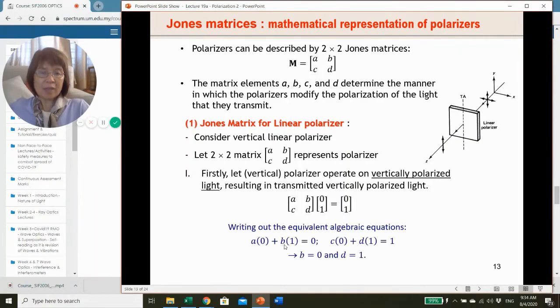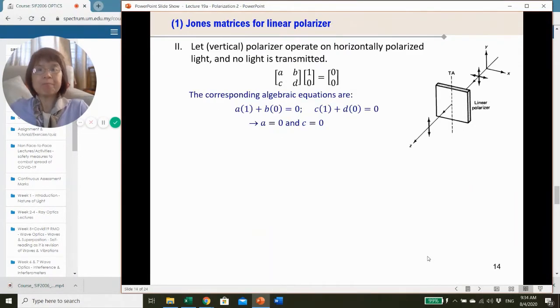And we write out the algebraic equation that represents this. So we have A multiplied by 0, so there's nothing. B multiplied by 1, so we have B. B will be equal to 0. And C multiplied by 0 gives nothing, so we have D equal to 1. So that's what we have. But we still need to find the other 2 elements, A and C, then.